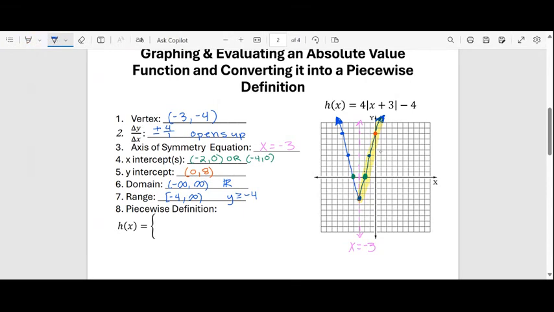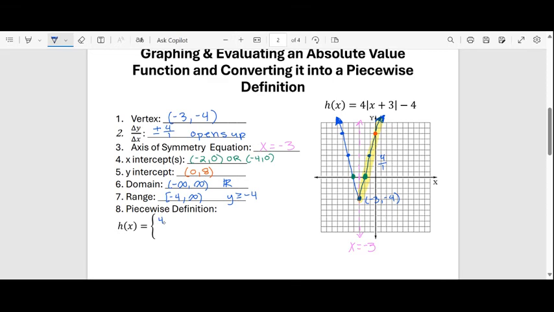We go up 4 over 1. So it's a positive slope, and we're going to use the vertex. The vertex here is at negative 3, negative 4. Let's go ahead and make our equation. It's going to be h of x in this case. h of x equals our positive 4 is our slope.